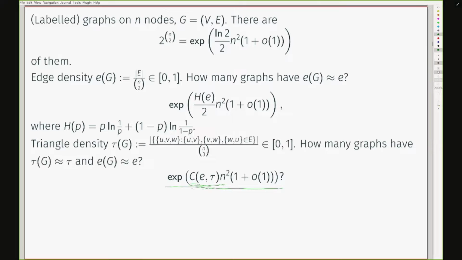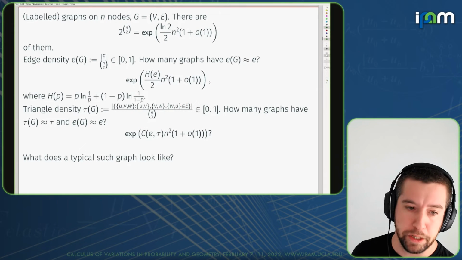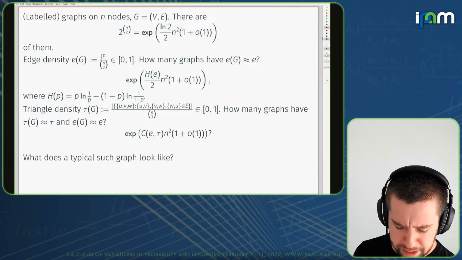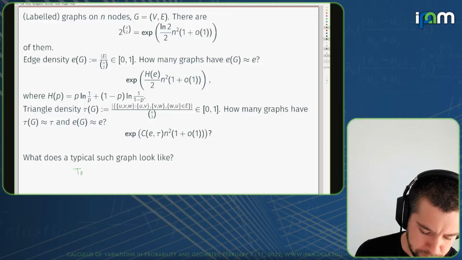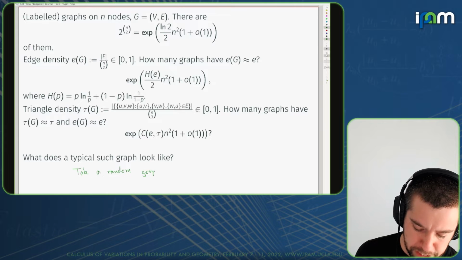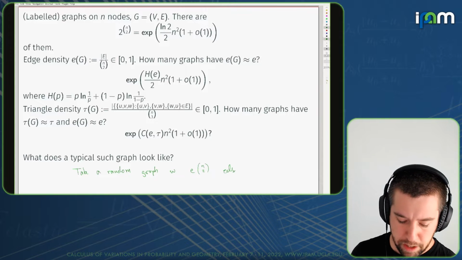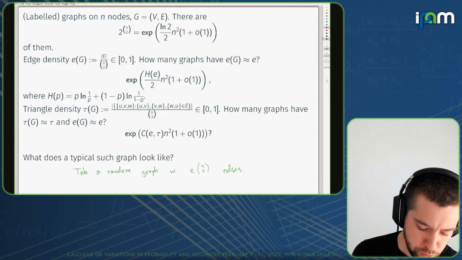Now, there is a secondary goal as well, which is, let's suppose that I know how many graphs like this there are. Then the next thing that I might want to know is, what do they look like in general? Like if I were to take a typical one, what would I expect to see? Another way to say this, an equivalent formulation, is: take a random graph with a fixed number of edges, e times n choose 2 edges. Okay, I take a random graph with e times n choose 2 edges. What is the probability?